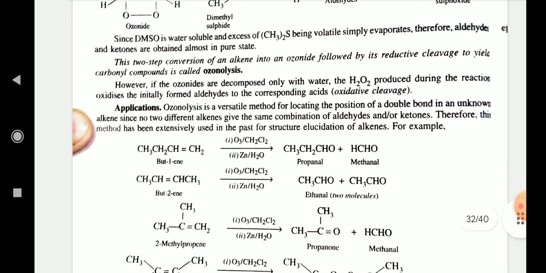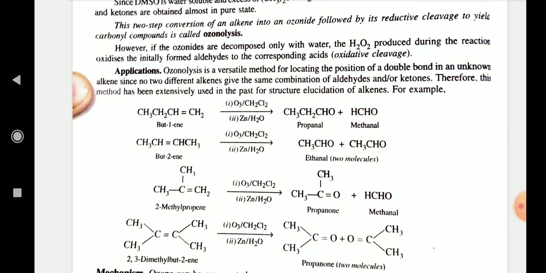This two-step conversion of an alkene into an ozonide followed by its reductive cleavage to yield carbonyl compounds is called ozonolysis. However, if the ozonides are decomposed only with water, the H2O2 produced during the reaction oxidizes the initially formed aldehydes to the corresponding acids.